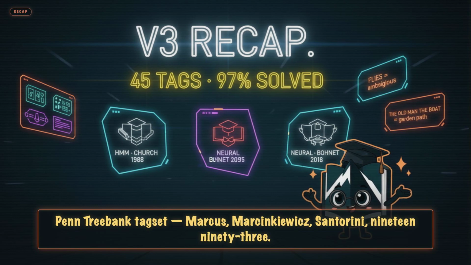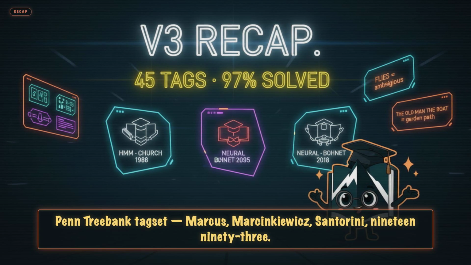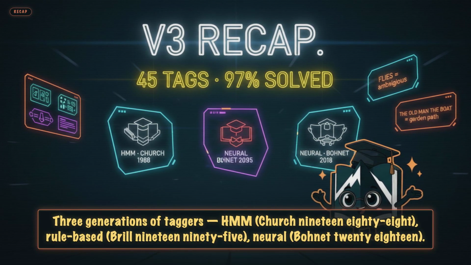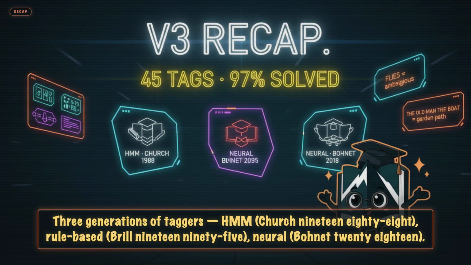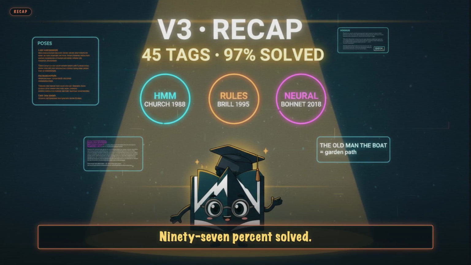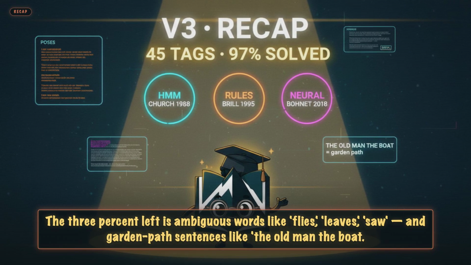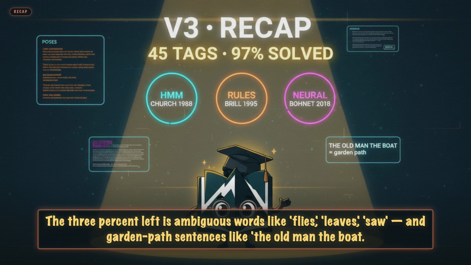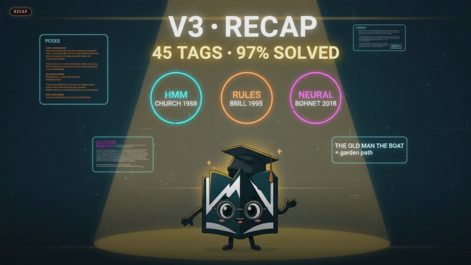V3, POS tagging. Penn Treebank tag set. Marcus, Marcinkiewicz, Santorini, 1993. 45 tags, 3 generations of taggers. Church, 1988. Rule-based Brill, 1995. Neural Bohnet, 2018. 97% solved. The 3% left is ambiguous words like flies, leaves, saw, and garden path sentences like the old man the boat.